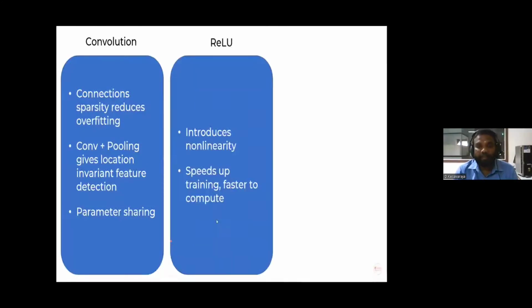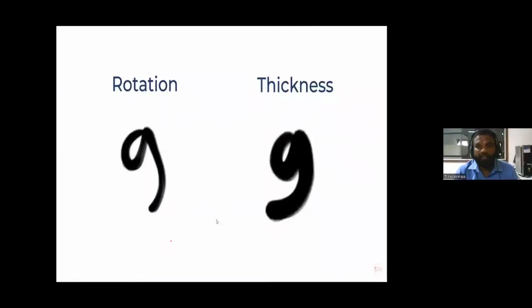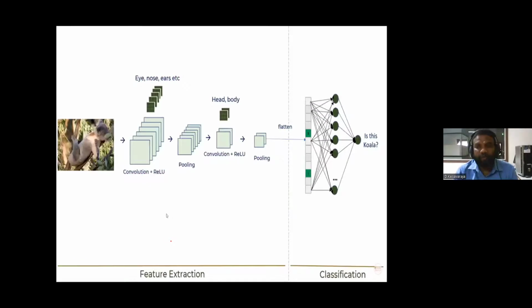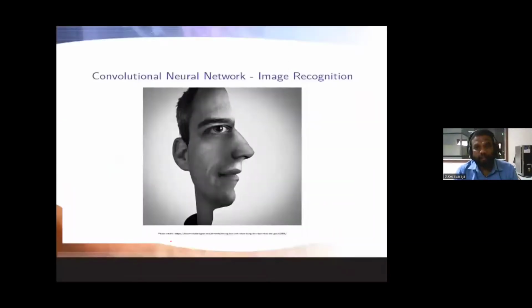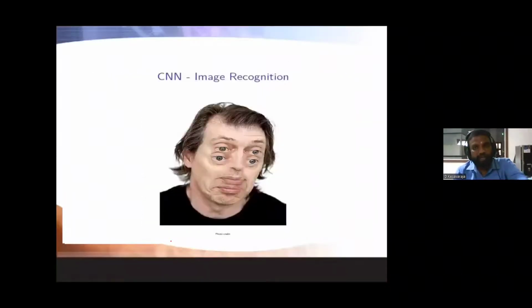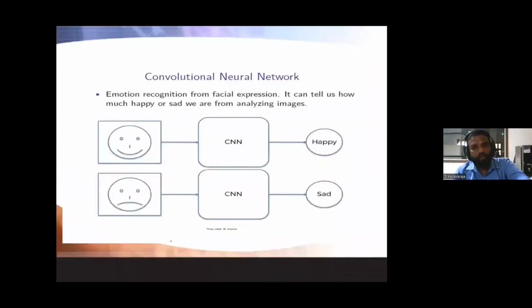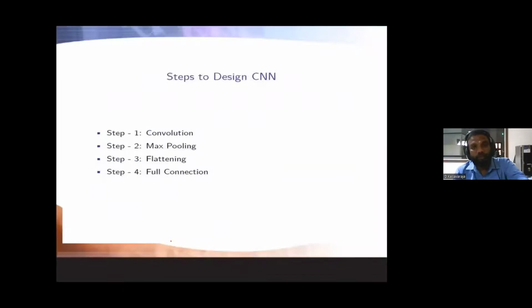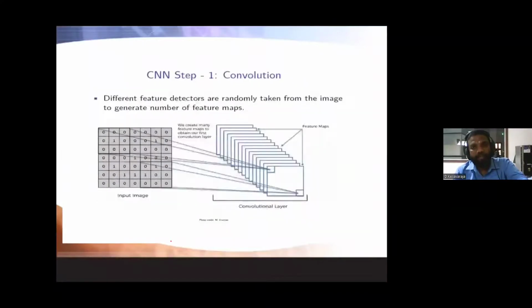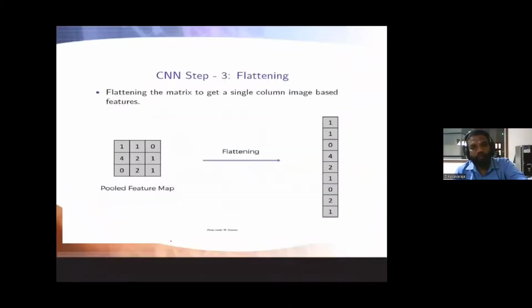So this is the convolution, ReLU and pooling activity. The convolutional neural network is used for image recognition. It is also used for emotion detection.